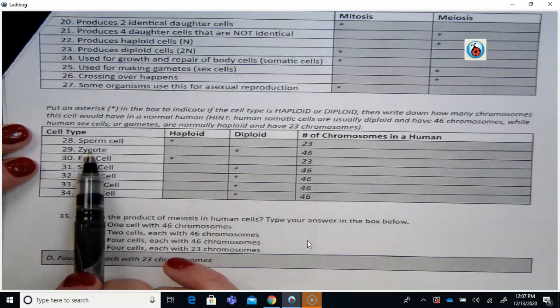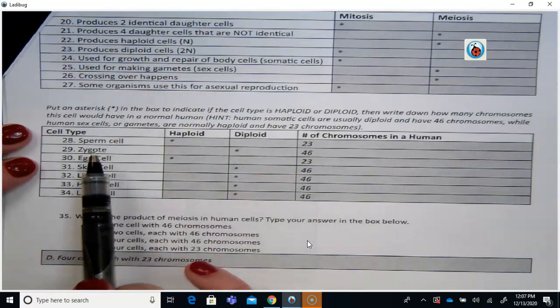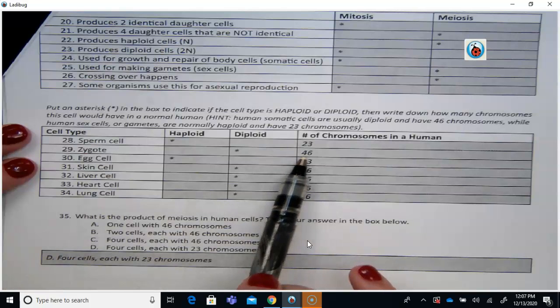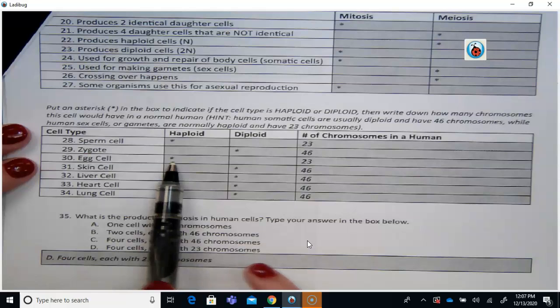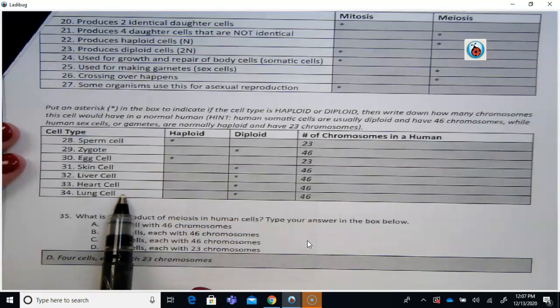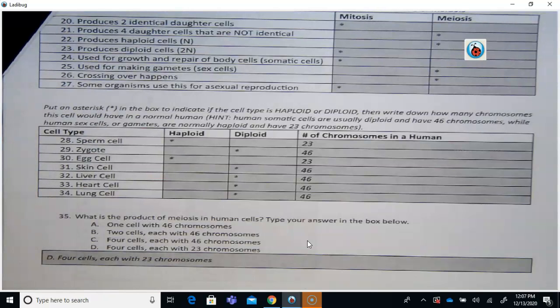The zygote is diploid. Remember, a zygote is after egg and sperm have already united, so it's going to have 46 chromosomes. Egg cells are haploid with 23, and then skin, liver, heart, and lung cells, those are all body cells or somatic cells, are going to be diploid, and they all have 46 chromosomes.